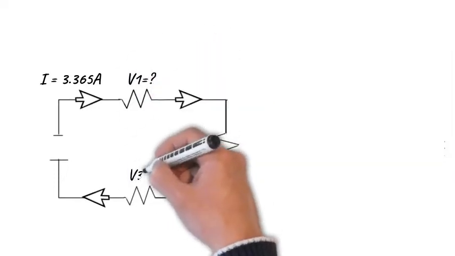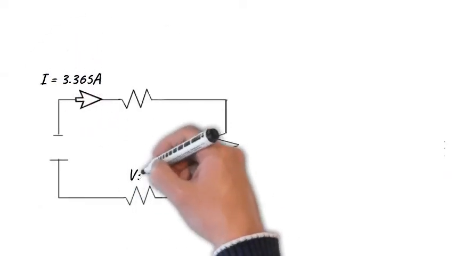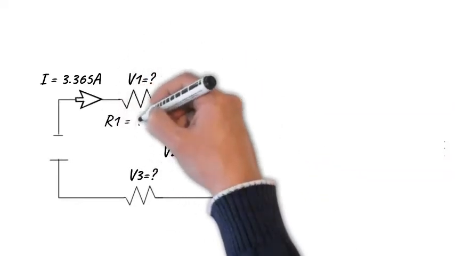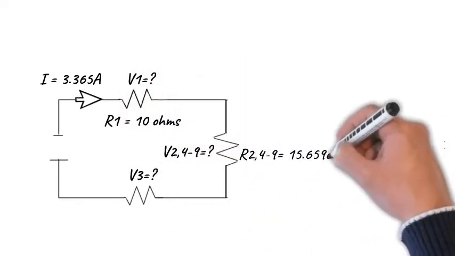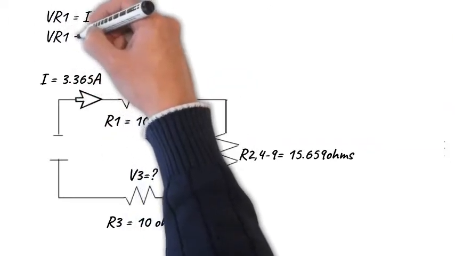What we have left to find are the voltages across those three resistors. So then we take our current, we know our resistive values, and we will use Ohm's law to find the volt drop across each one of those resistors or group of resistors.